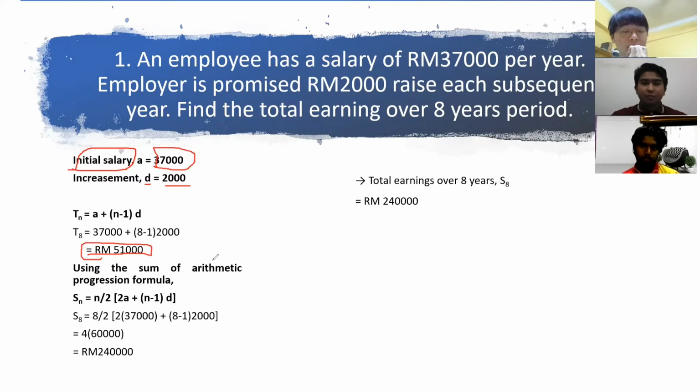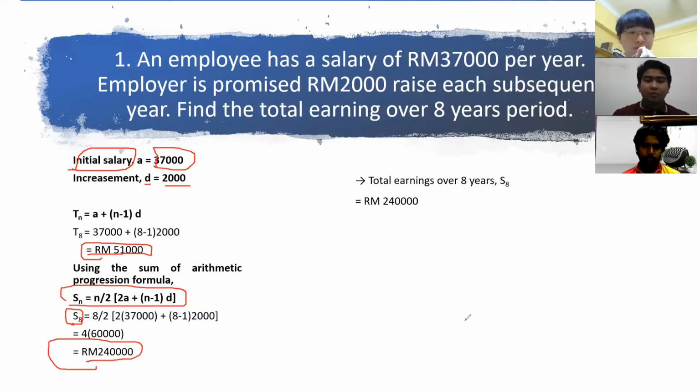Next, we will find out the sum of the arithmetic progression. So we will use this formula. It's the same way to find out, but it's a different answer. Because we need to find out the total earnings over the 8 year period, it's S8, so n is 8, divided by 2. So we will get this answer.